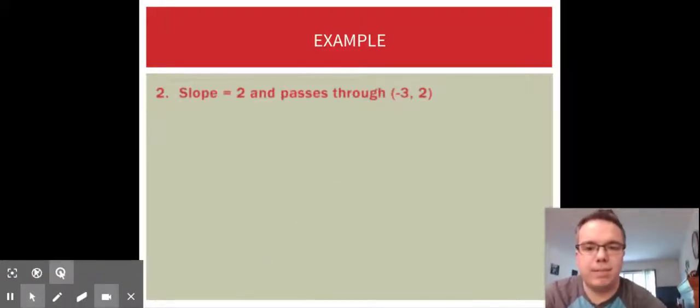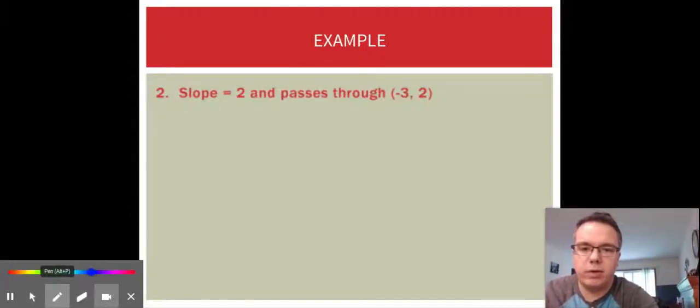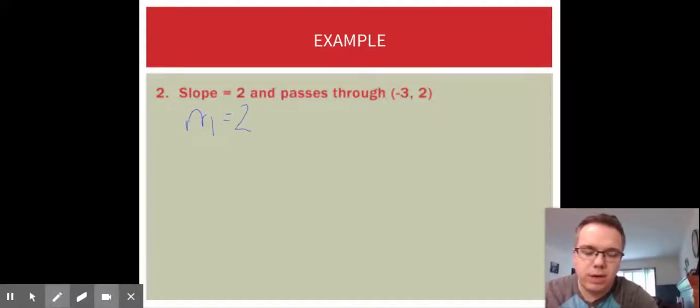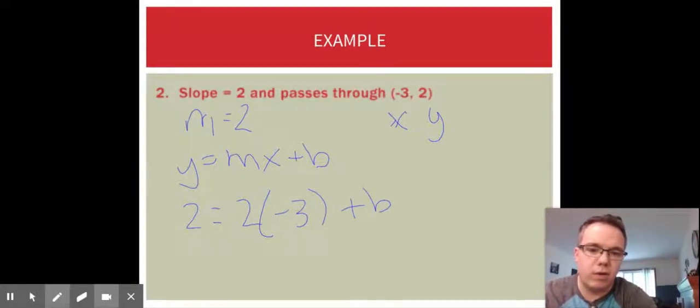All right, next example. They give us a slope and a point the line passes through: a slope of 2, and we know our line passes through (-3, 2). So we know our slope goes up 2 over 1, so our slope is 2. And every point we're ever given, remember, gives you an x-coordinate and a y-coordinate. So into y equals mx plus b, I'm going to plug in what I know. I know that y is 2, my slope is 2, and my x is -3. Now I can solve for b.